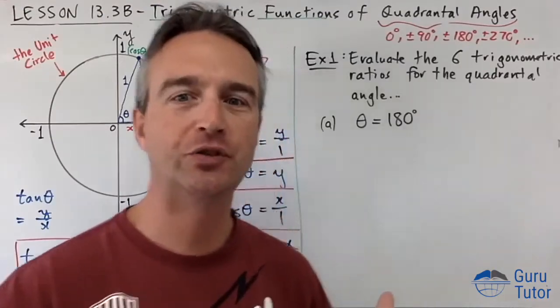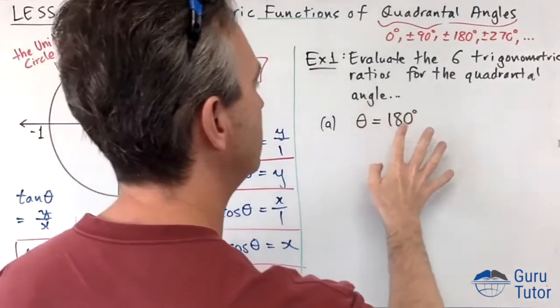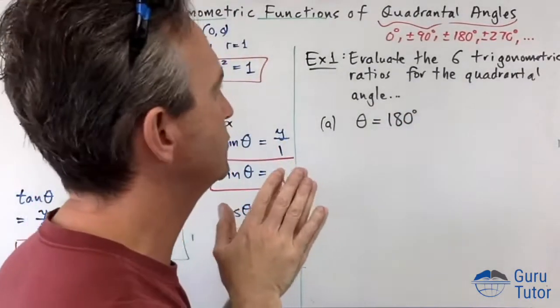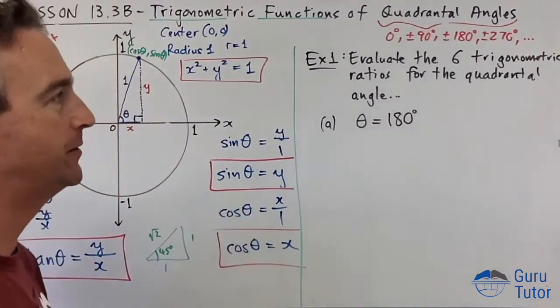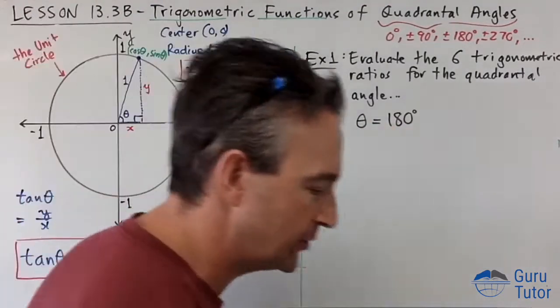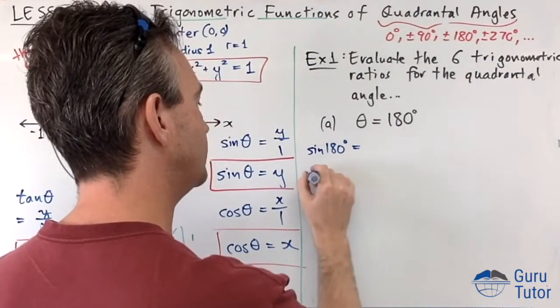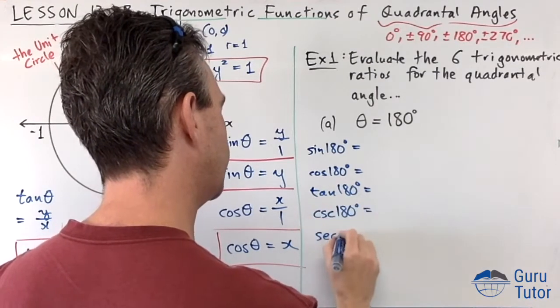So we have a quadrantal angle here. We're going to do example 1. Let's say we're talking about the quadrantal angle 180 degrees. It borders between two quadrants. That's what a quadrantal angle is. We're going to evaluate the 6 trigonometric ratios for 180 degrees. So in other words, what we're finding is sine 180, cos 180, tan 180, and cosec, sec, cot.